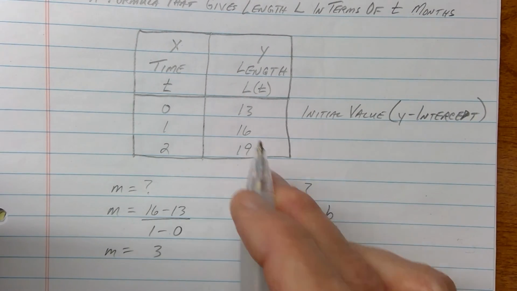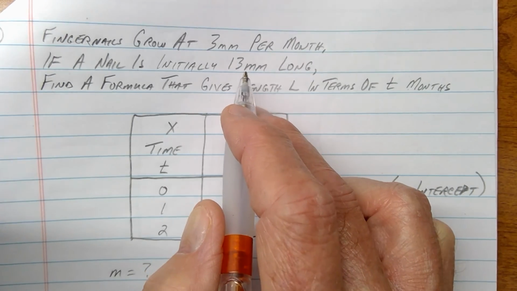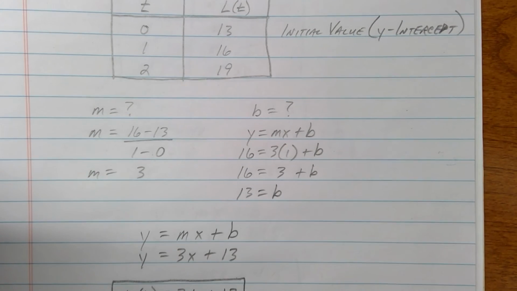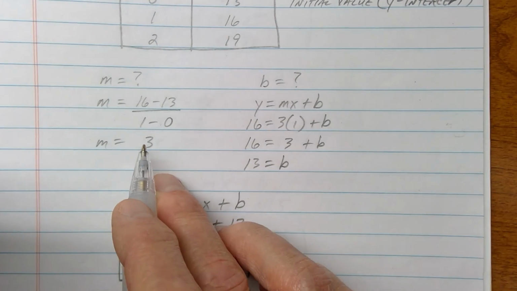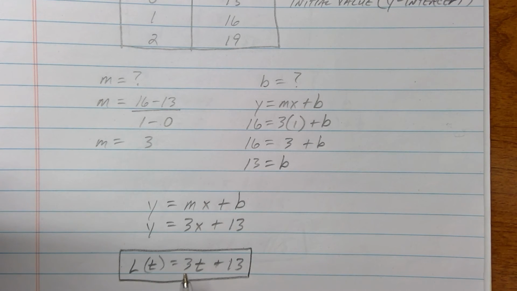Now if I'm on the ball, I would have seen that right here. Your initial value is your y-intercept. That is your b, the amount you started with. So we end up with y equals 3x plus 13. Using the letters that they use in the problem, the length of the fingernail in terms of how many months have gone by is 3 millimeters each month plus the initial starting value of 13 millimeters, not inches, millimeters.